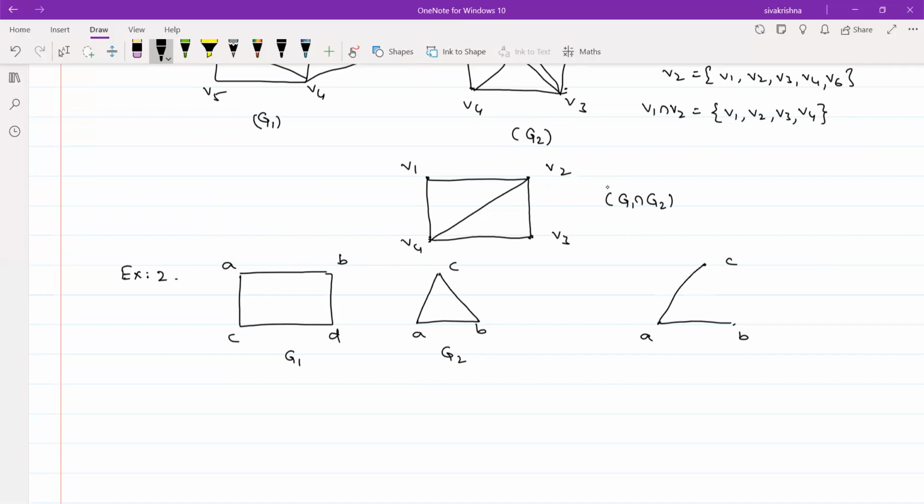Okay. From B to C we are having an edge in G2, but in graph 1 we are not having an edge from B to C. So this is the graph G1 intersection G2. The remaining edges are not common in both the graphs. So these are the two edges which are common in both the graphs. So the graph G1 intersection G2 can be represented in this way. Okay, right.